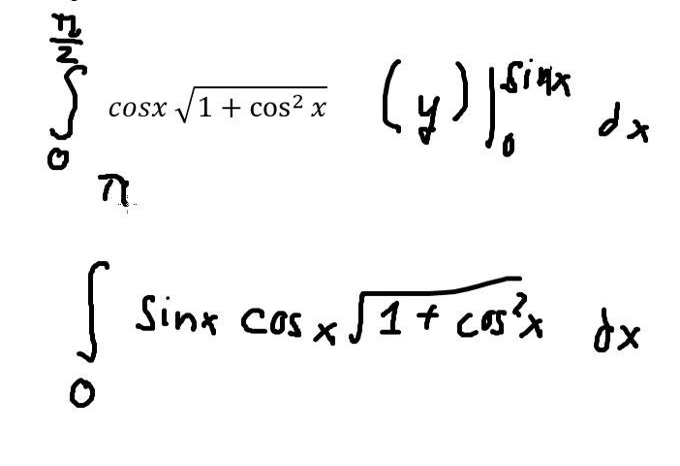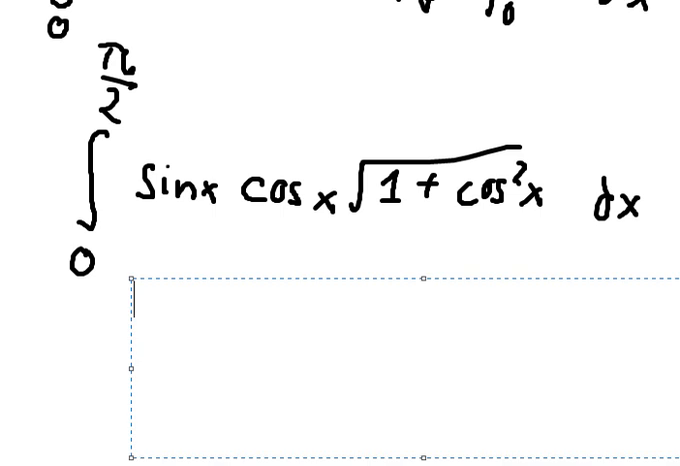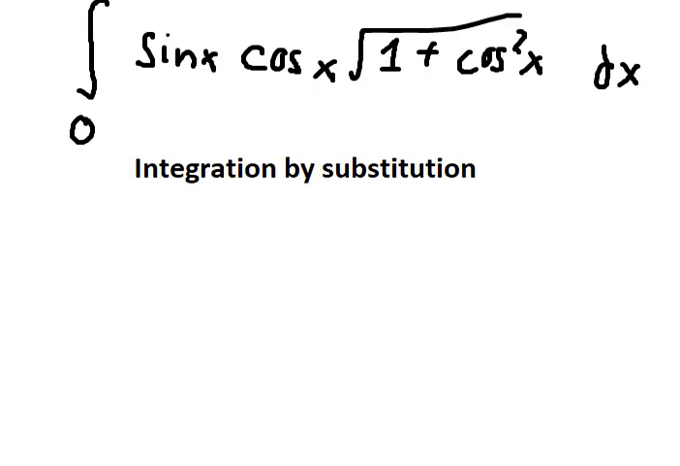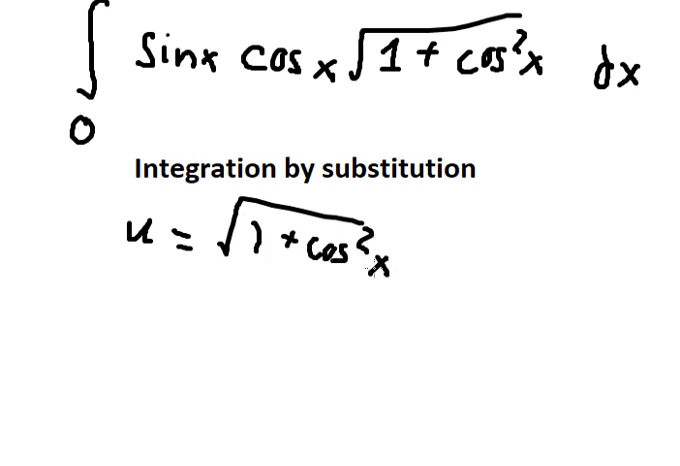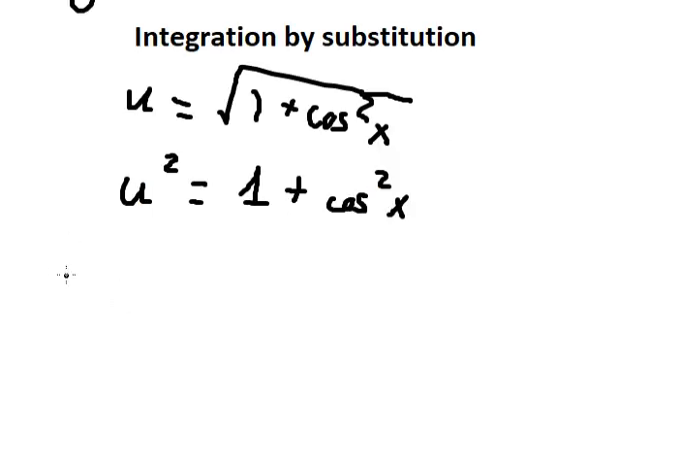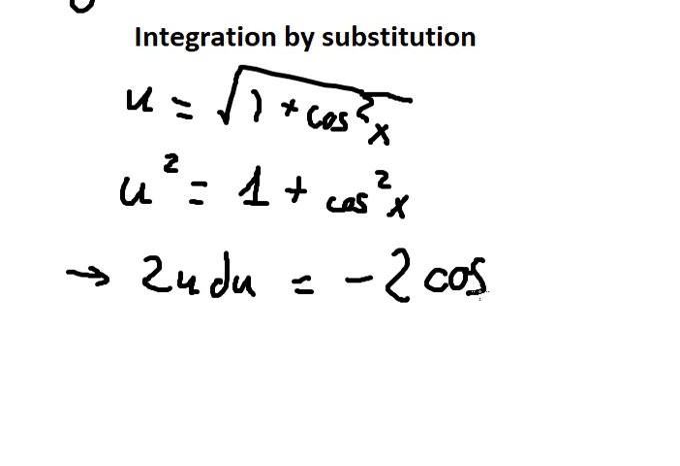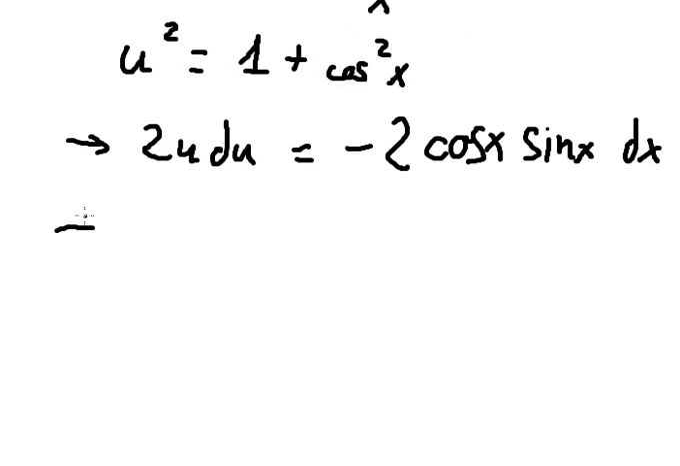So we can use integration by substitution. I will put u equals the square root of 1 plus cosine squared s. After that, we square both sides to cancel the square root. Next, we need to do the derivative for both sides. This one we have 2u. This one is the constant, so you got 0. This one is negative 2 cosine s sine s ds.